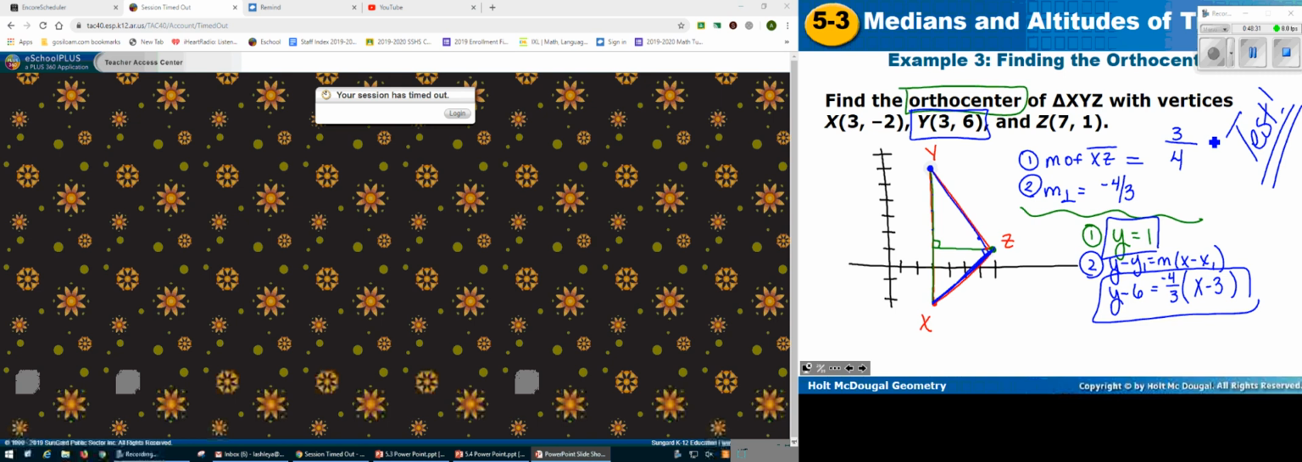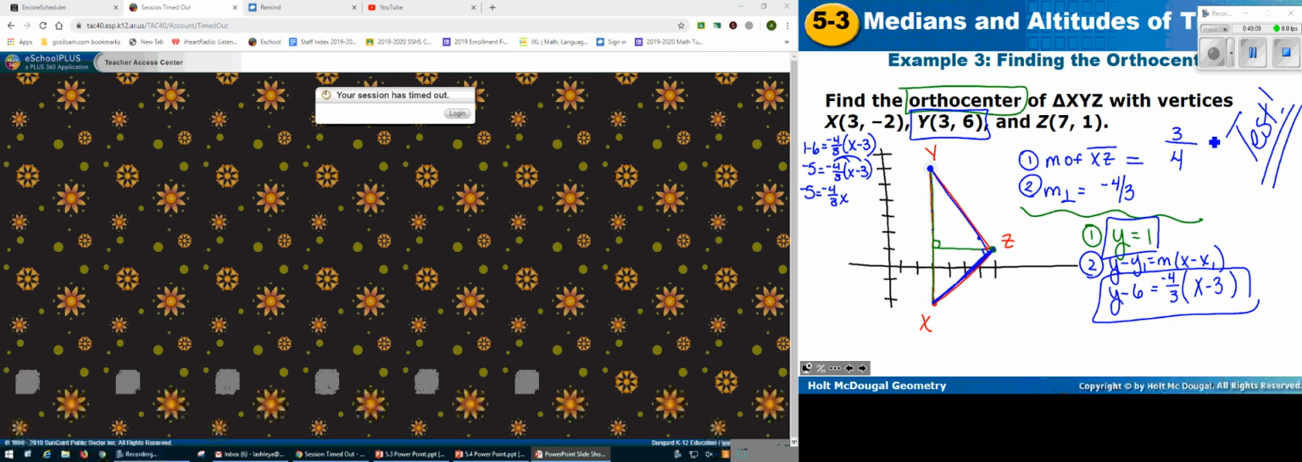Okay, so let's do that. So I'm going to substitute that 1 in. I'm going to work over here where I have a little bit more room. So I have 1 minus 6 equals negative 4/3 times x minus 3. Just plugging the 1 in for the y. What is 1 minus 6? Negative 5 equals negative 4/3 times x minus 3. What do you want to do to solve? Distribute the negative 4/3. So if we distribute that, we're going to have negative 5 equals negative 4/3 x.